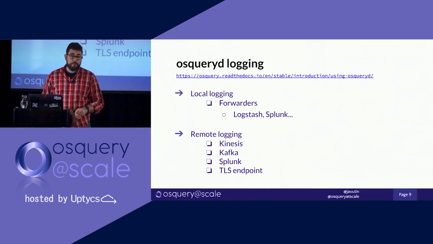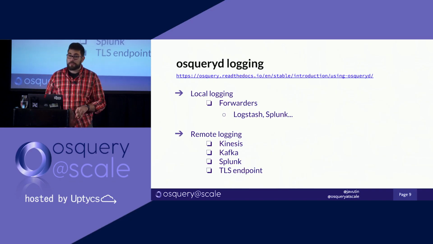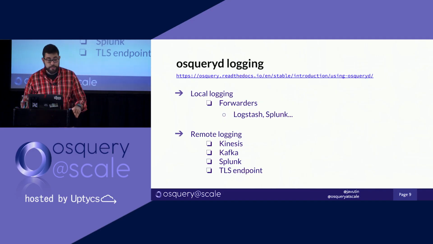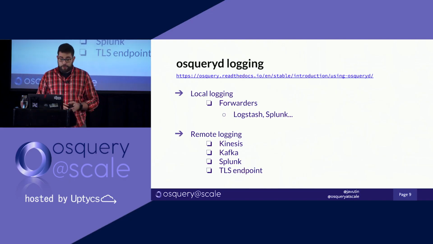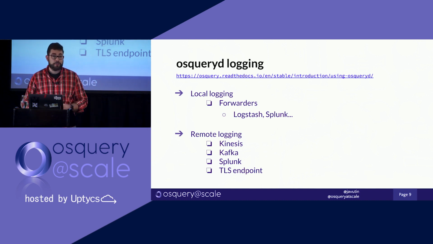Solutions that are very, very popular are forwarders, heavy forwarders, could be Logstash, Splunk heavy forwarder. Those are solutions that are very often used for this purpose. Now, if you're not going to have osquery generating logs locally, you might want to have remote logging. And by default, osquery can send those logs to either Kinesis, Kafka, Splunk even, or you can implement your own TLS endpoint, and then we are going to be talking about that.